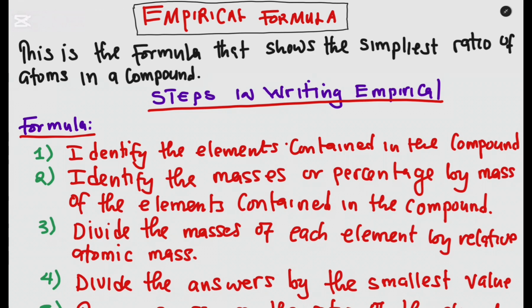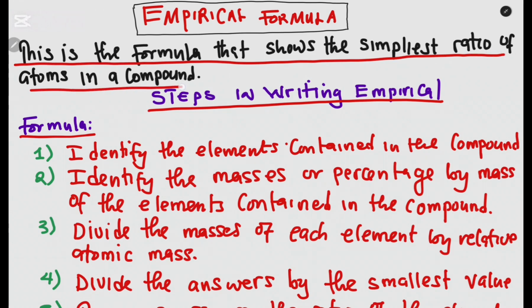looking at empirical formula. And the first thing, let us define what empirical formula is. This is just a formula that shows the simplest ratio of atoms in a compound. So the formula that shows the simplest ratio of atoms in the compound, that is what we call the empirical formula. In other words, it's just the simplest formula.